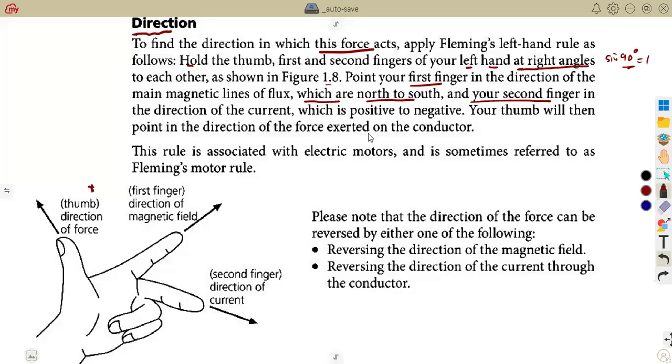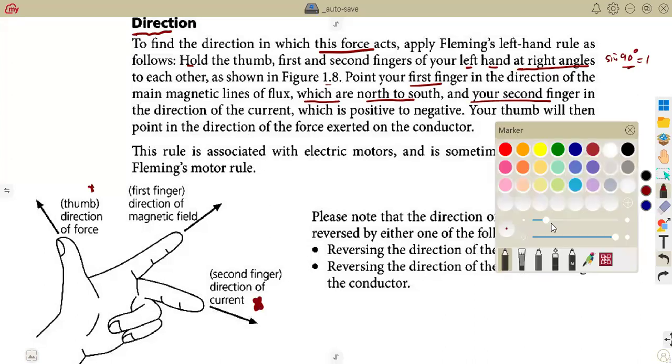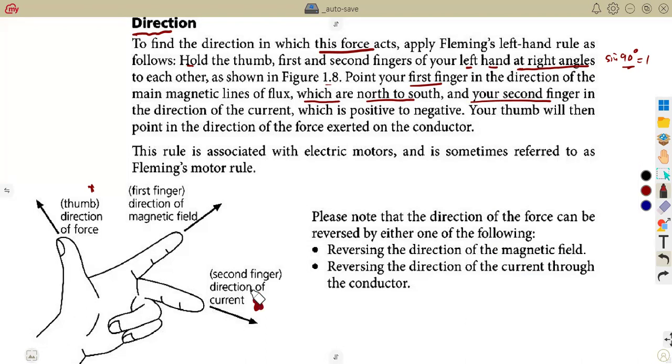So this is the direction of what? Of current, as you consider the second finger. So that is the one that you have to consider there. The direction of the current, which is positive to negative. Your thumb will then point in the direction of the force exerted, which is that one that we're talking about. So the thumb now is the direction of force.